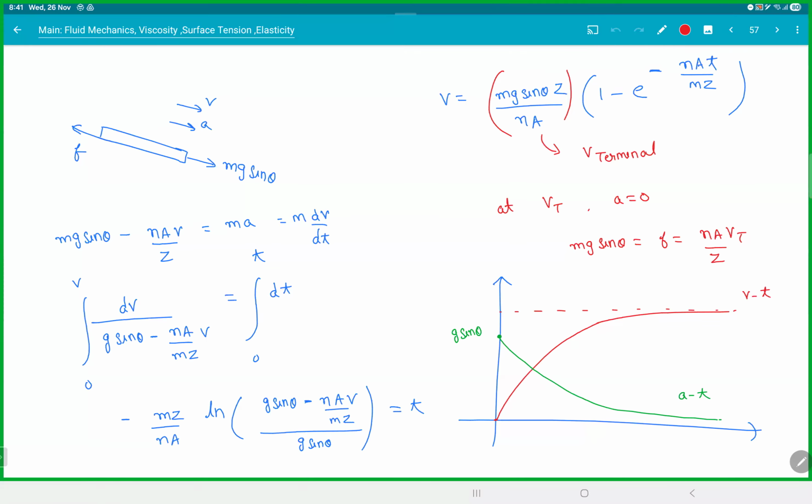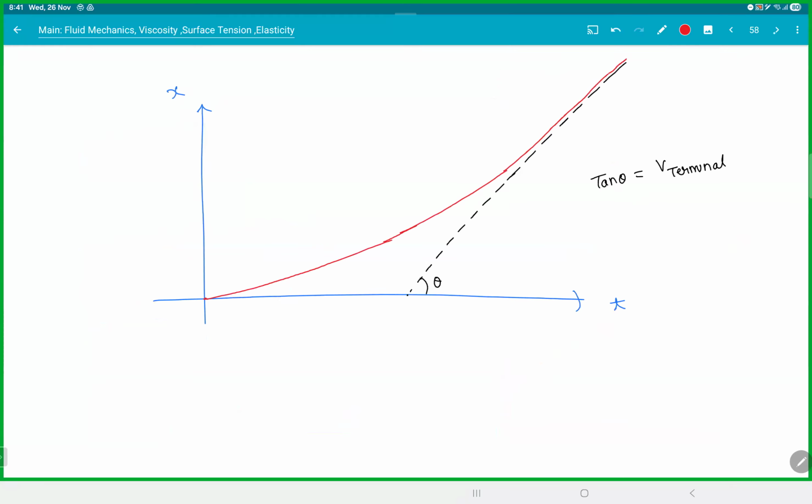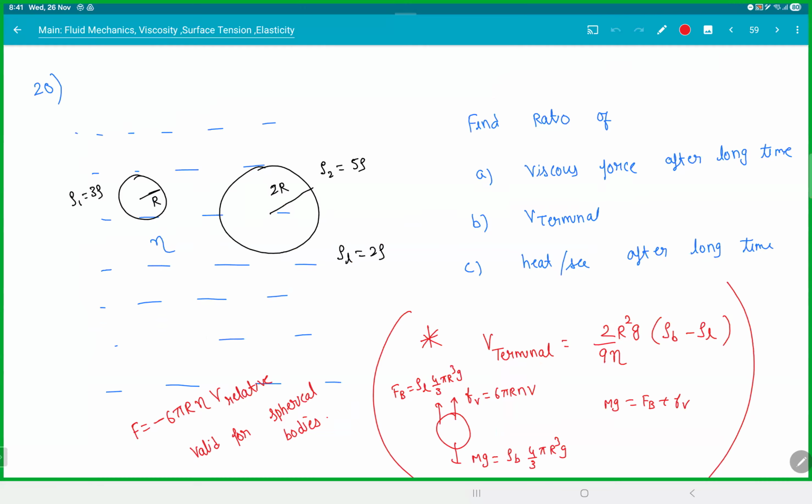Mostly, if it is a mains level question, they'll ask you the graphs and the V terminal. They won't ask you the time thing, but yeah, who knows. Let's get this thing. We have two balls. Liquid density is 2 rho, sphere density is 5 rho, radius 2 r and 3 rho.